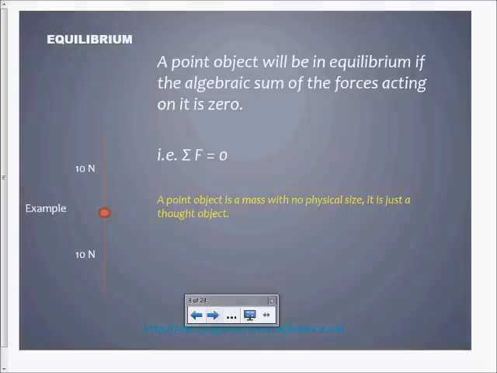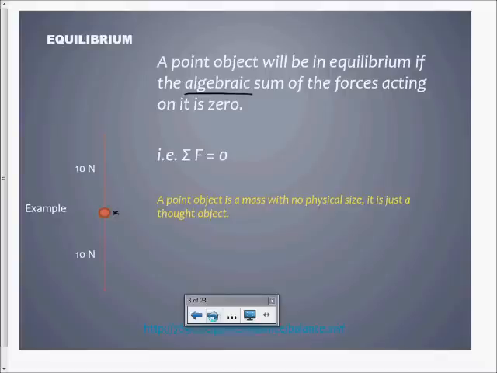All right, now one of the conditions for an object to be in equilibrium is stated here. A point or an object, which at this stage we're just going to consider to be like a single point. We'll get to dealing with a larger body later. A point object will be in equilibrium if the algebraic, now your dictionary says the algebraic sum of the forces acting on it is zero.